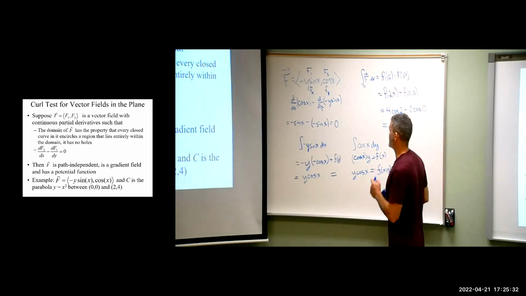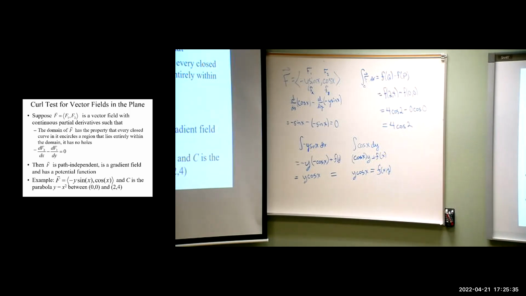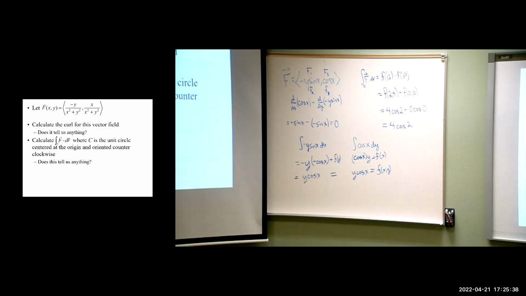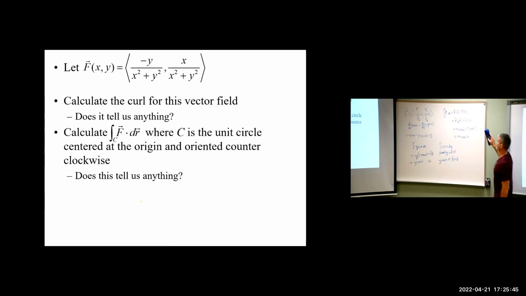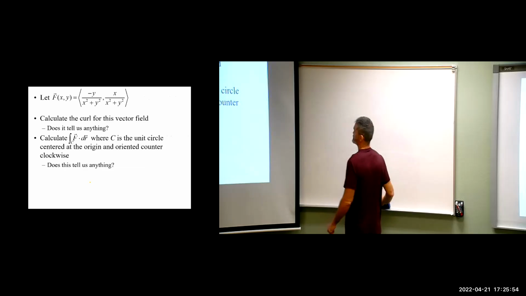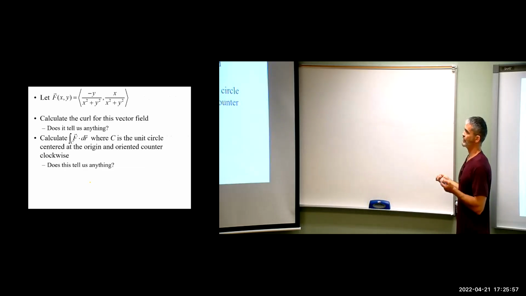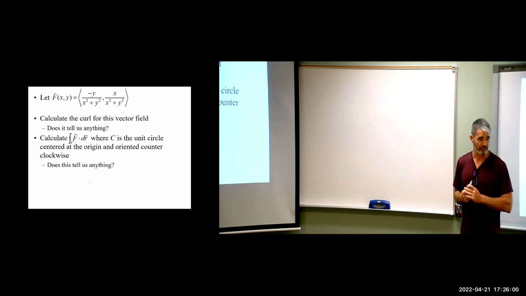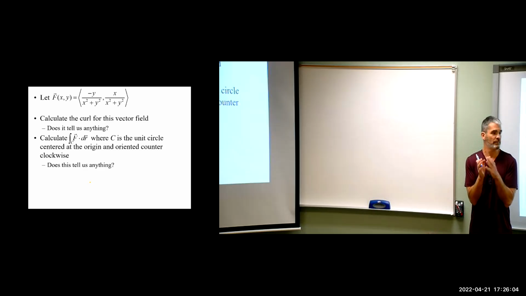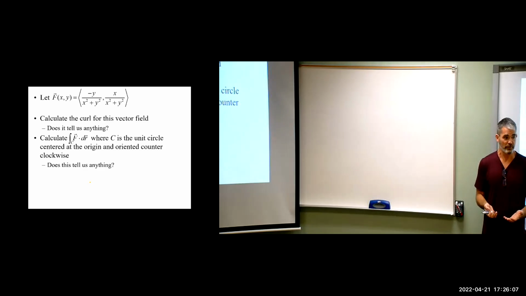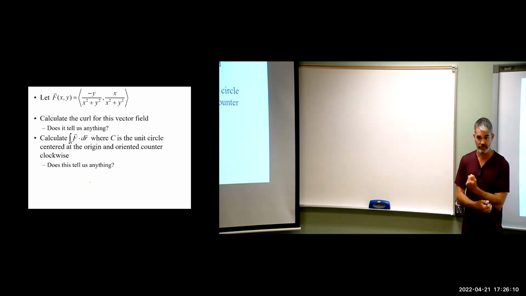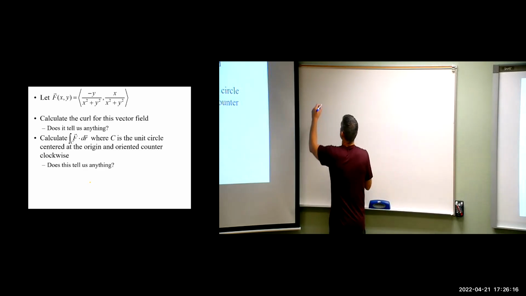But I want to show you one thing that we do have to be careful of. So we're going to do one more example. All right. So there's our vector field. First step, like I said, you're given a vector field, run the curl test. Because if the curl is 0, we might have a gradient field, or we do have a gradient field, I should say, and we can work from that.